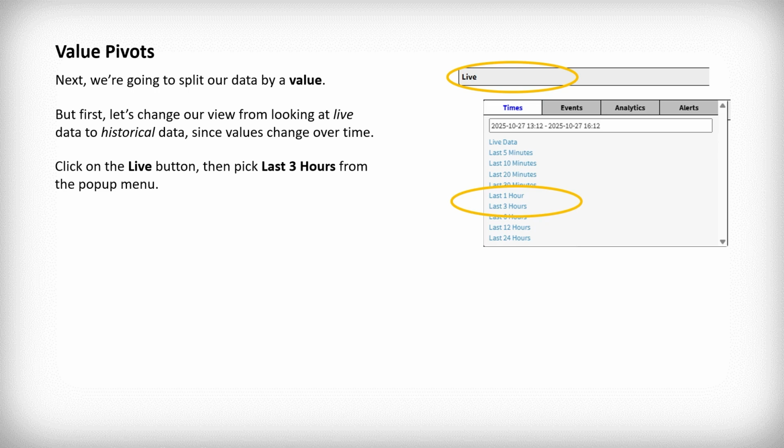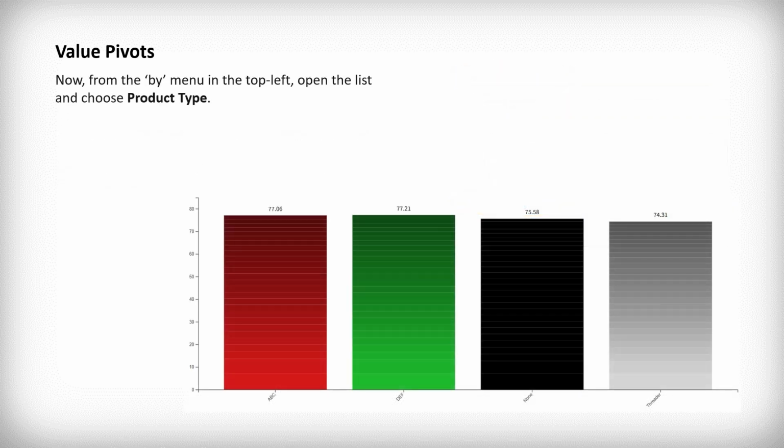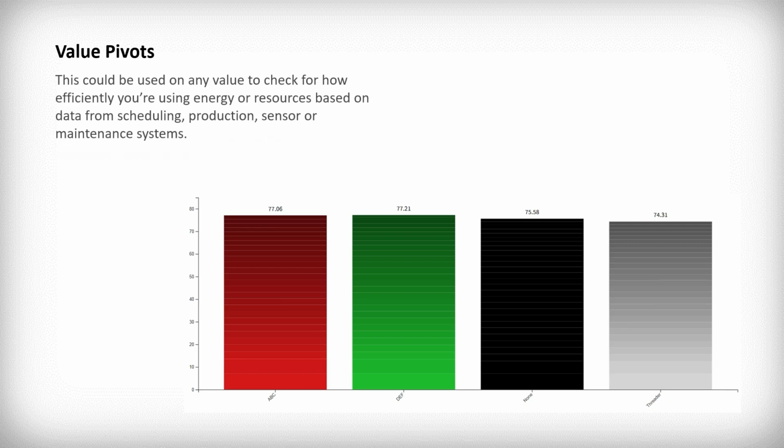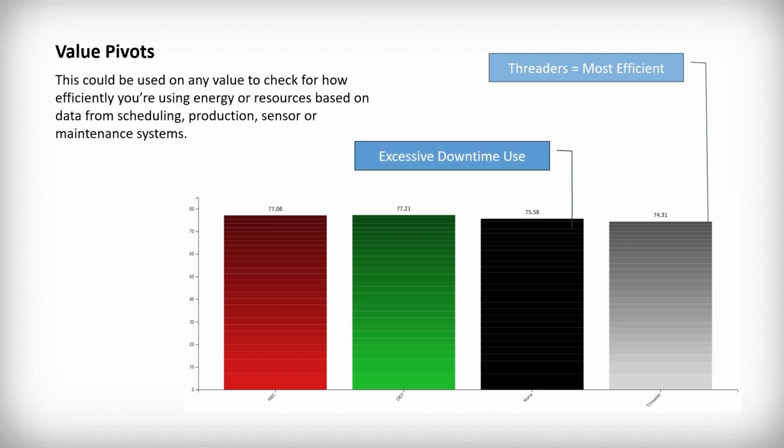Then open the drop-down list we used earlier and choose Product Type. We're now looking at how product type influences our power usage on our electric motors. This can be used to check which of our products are the most energy efficient and where we can potentially make improvements. Here we can see that we're using too much power during times when there's nothing being produced.